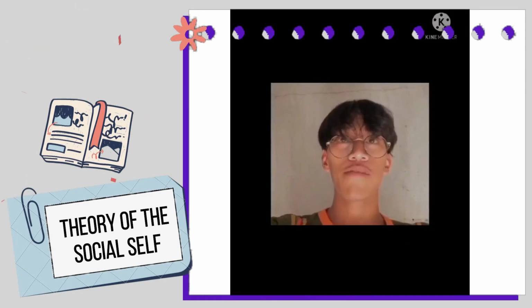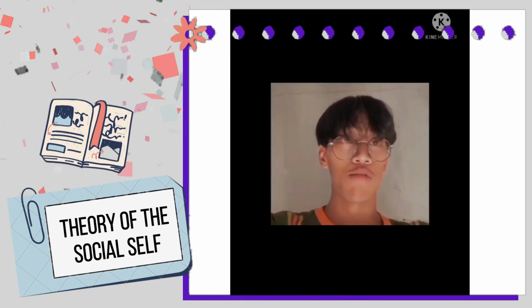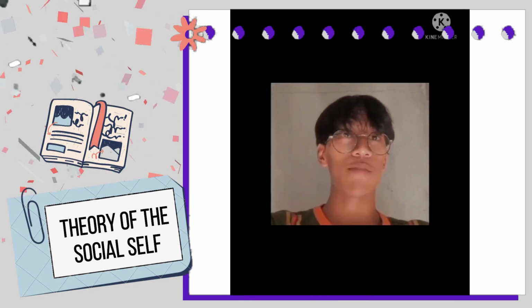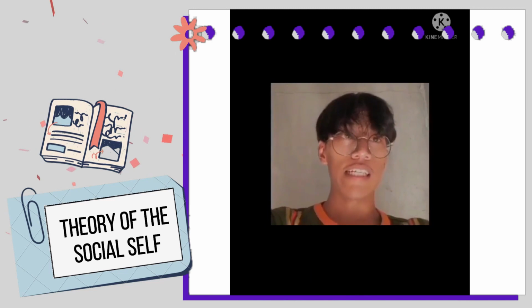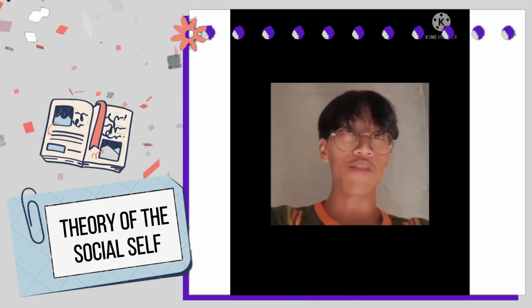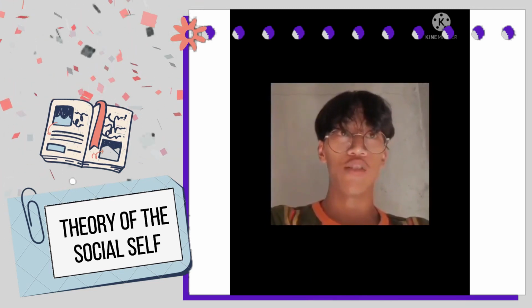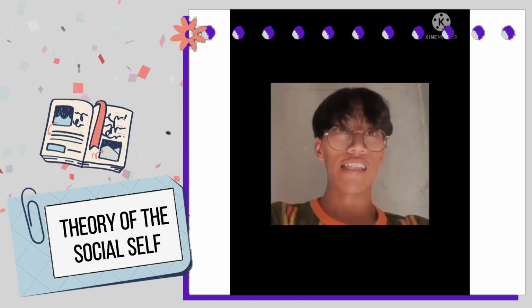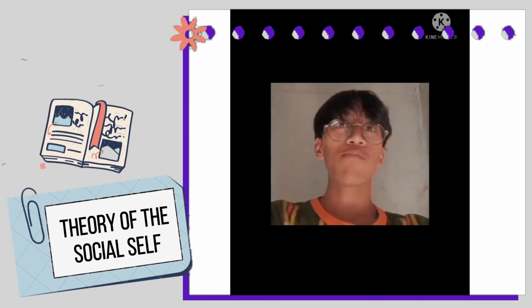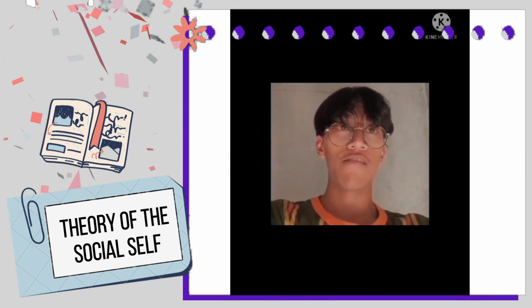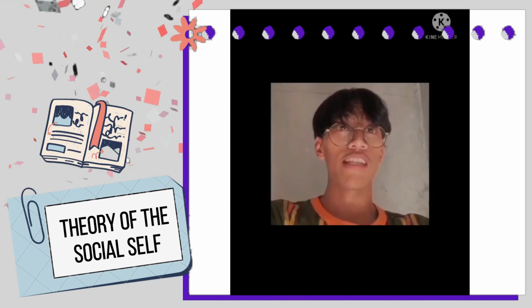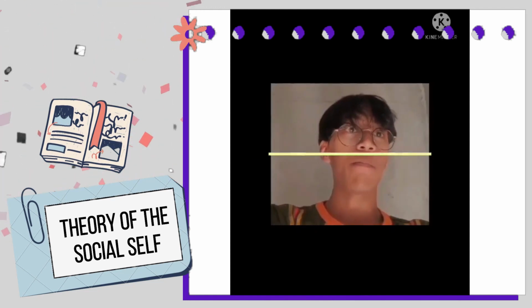There are 2 types of self. First is the me, which is considered as a socialized aspect of an individual. It represents the behaviors, attitudes, and expectations of others. Next is the I, which is considered as the present and future phase of an individual. It represents the individual's identity based on responsibility.